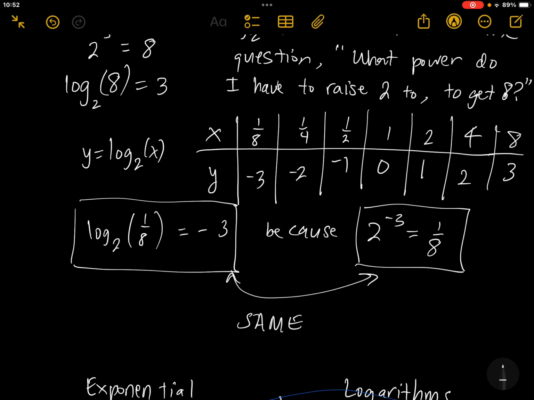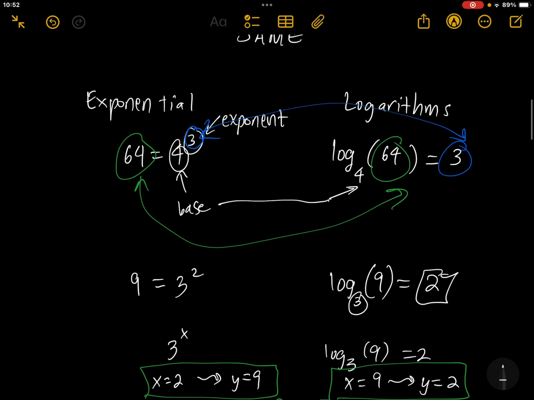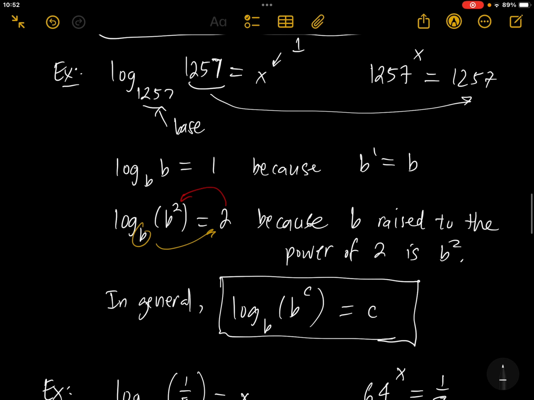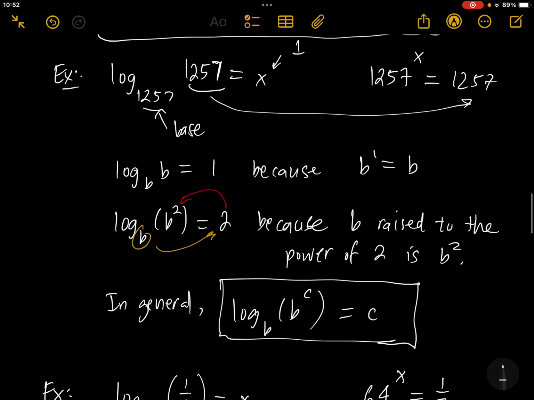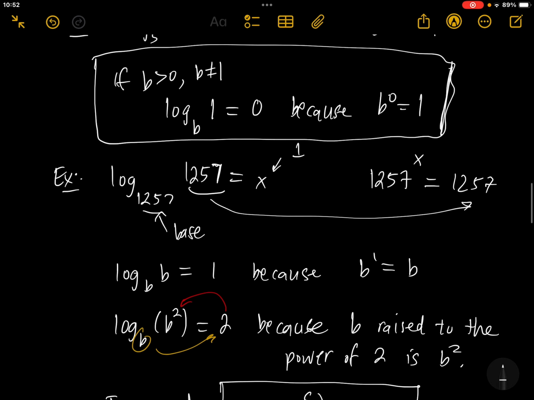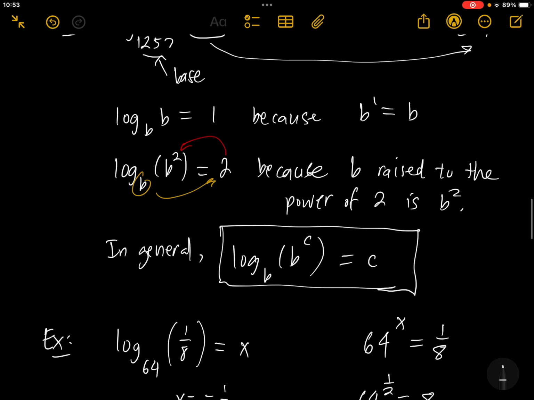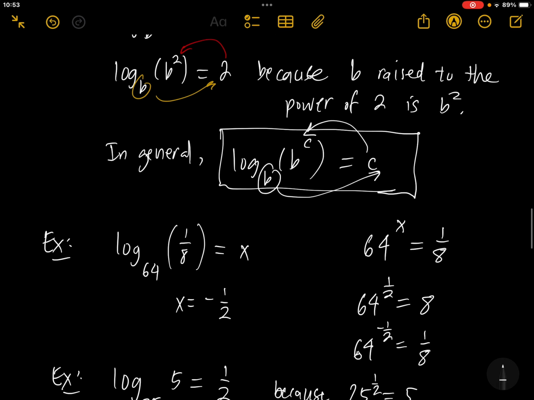So in general, to calculate log sub b of anything, we ask ourselves what power, what is the exponent that you have to raise b to get that number? And we did a bunch of examples of this. And we saw some basic properties of logarithmic functions, which is that log sub b of 1 is 0, and that makes sense because b to the 0 power is 1. And in general, log sub b of b to the c is c, because when you raise b to the c power, you get b to the c power.